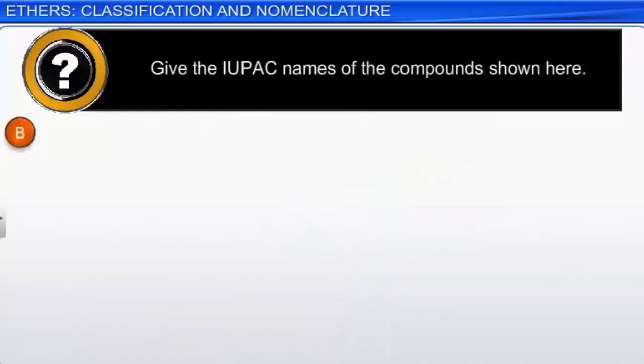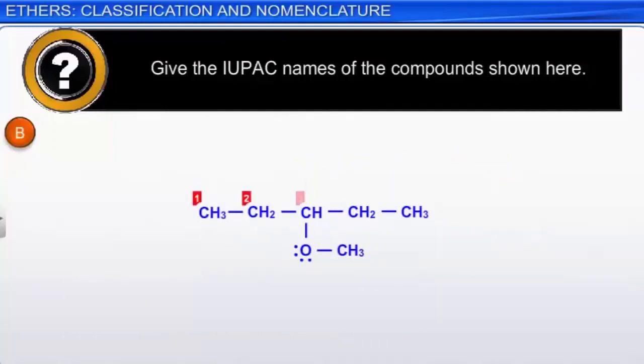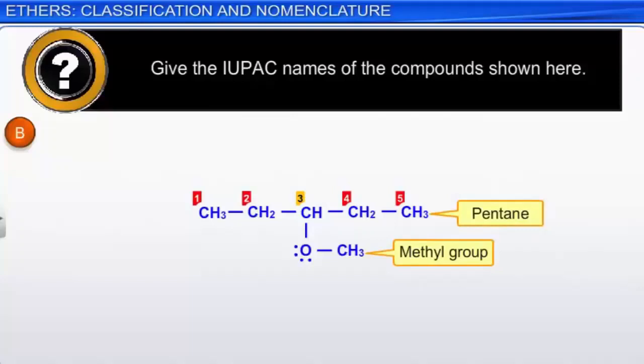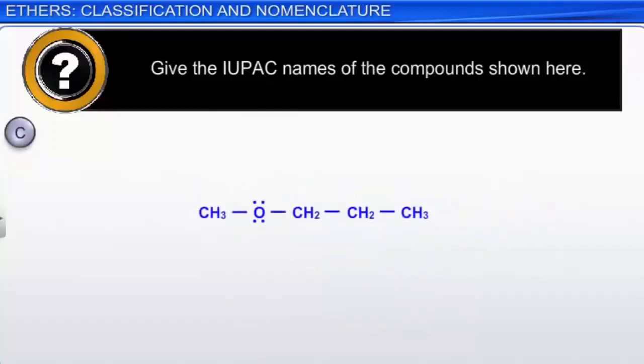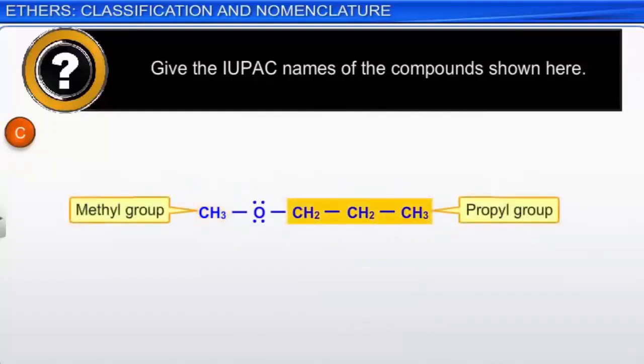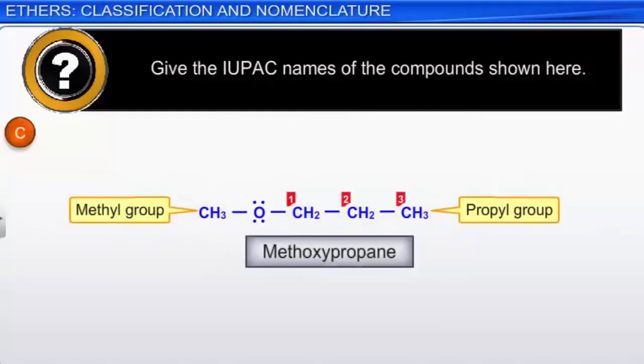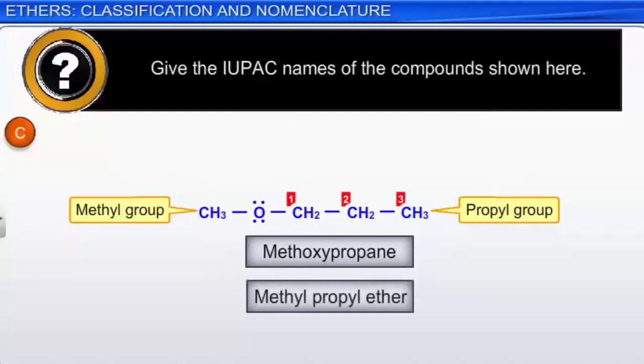Molecule B has a 5-carbon chain with an ether linkage attached to a methyl group at carbon 3. Thus, molecule B is named 3-methoxypentane. Molecule C contains a methyl group and a propyl group. Since the longer chain has 3 carbons, molecule C is named methoxypropane. Its common name would be methyl propyl ether.